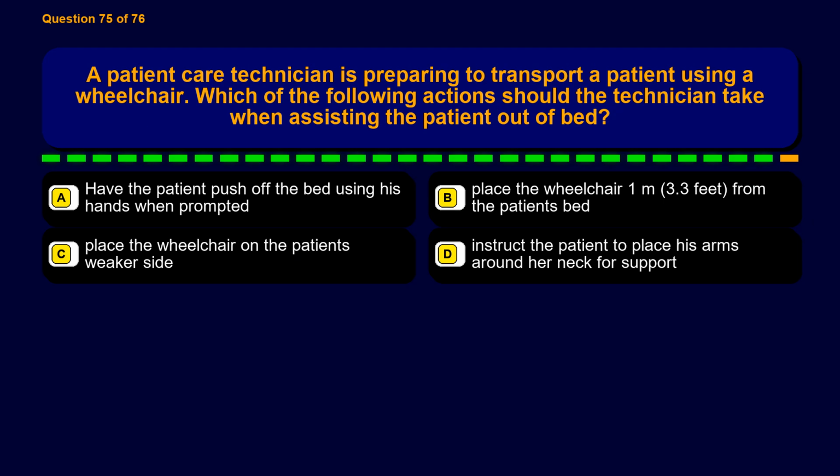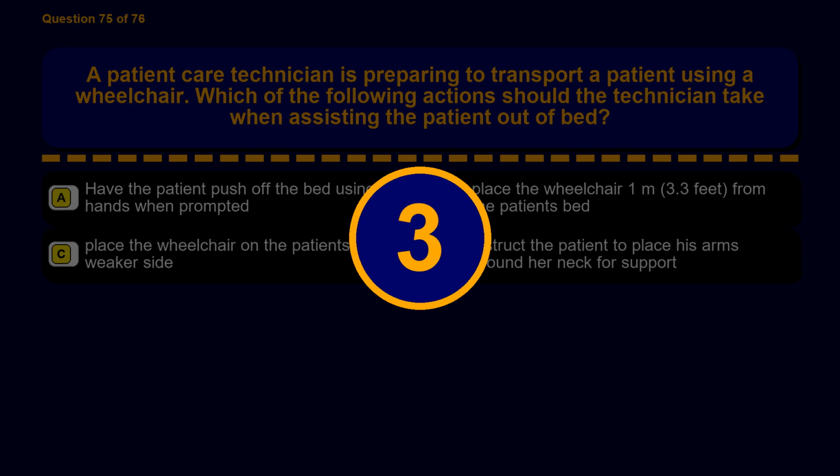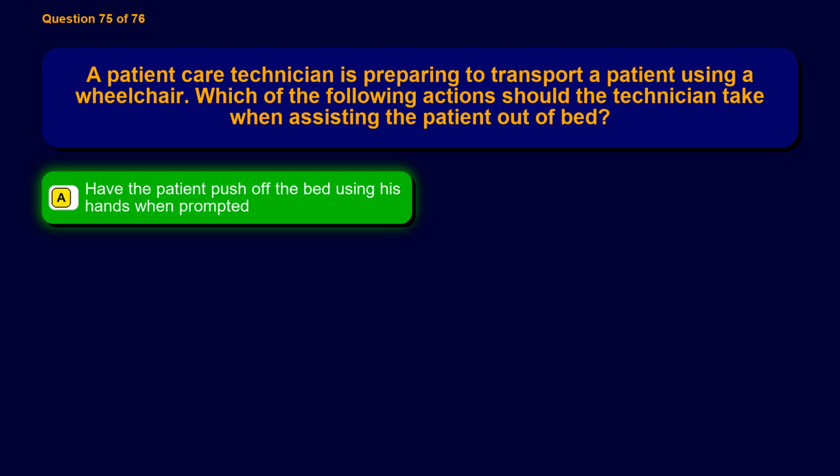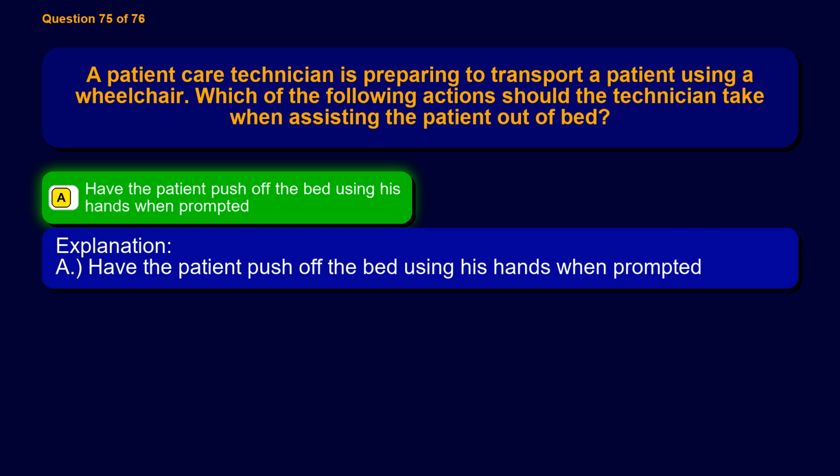Question 75. A patient care technician is preparing to transport a patient using a wheelchair. Which of the following actions should the technician take when assisting the patient out of bed? Option A, have the patient push off the bed using his hands when prompted. Option B, place the wheelchair 1 meter, 3.3 feet, from the patient's bed. Option C, place the wheelchair on the patient's weaker side. Option D, instruct the patient to place his arms around her neck for support. The correct answer is option A, have the patient push off the bed using his hands when prompted.